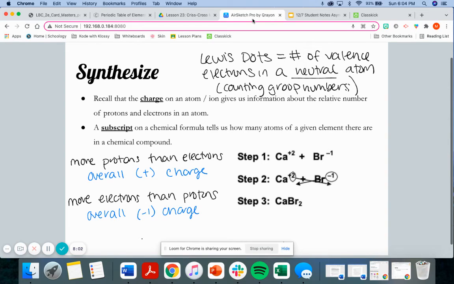Secondly, the subscripts on our chemical formulas do not tell us anything about the electronic structure of our atom. The subscripts on our chemical formulas tell us the number of atoms of a specific element per molecule of a compound. So this tells me that I have 2 atoms of bromine and 1 atom of calcium in a molecule of this compound. It does not tell me anything about the valence electrons or electronic structure.